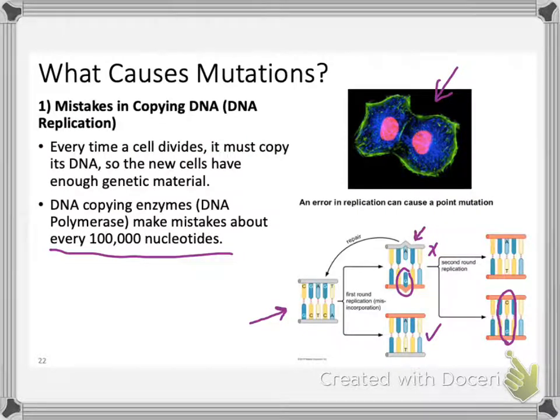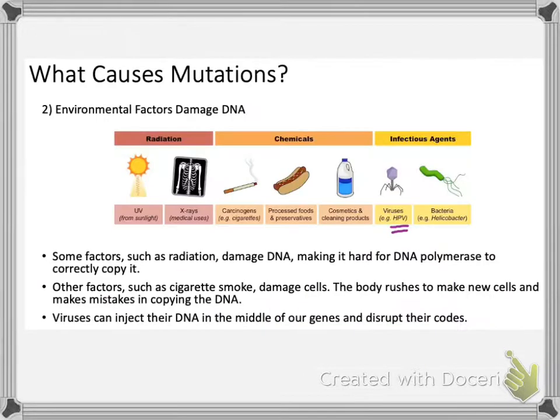So we can't prevent mistakes in DNA replication. That just is a natural thing that happens. But we can prevent our exposure to radiation and chemicals, and we can get, say, vaccines to prevent against different infectious agents to reduce our risk of developing mutations due to environmental factors.